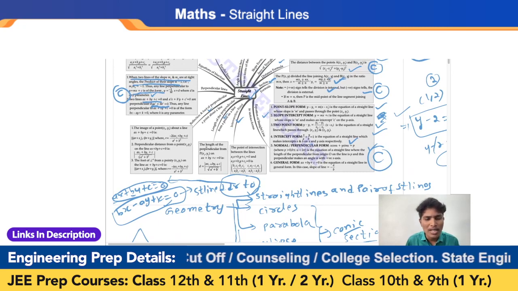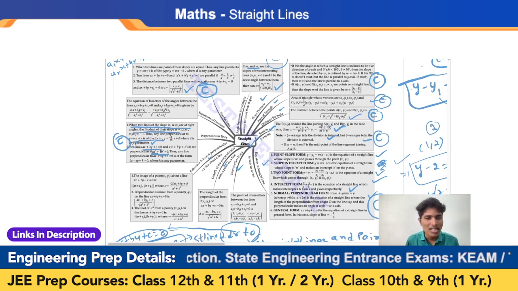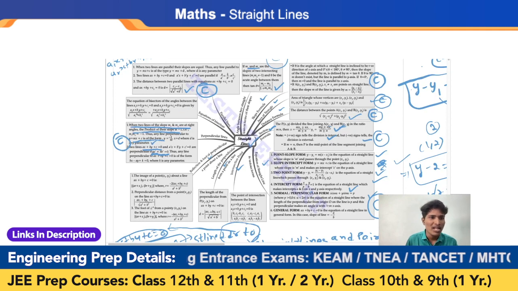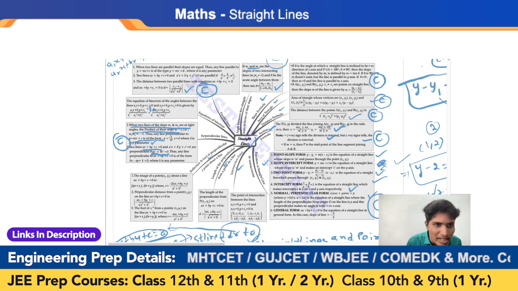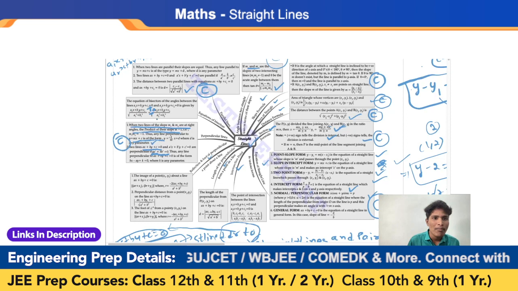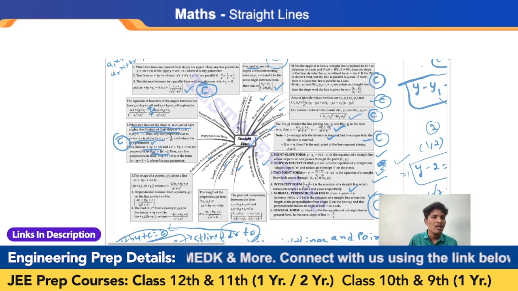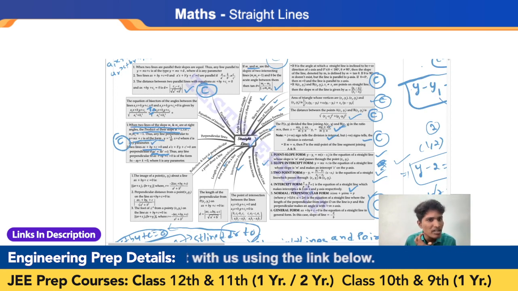So this is the bisector. The equation of the bisector of the angle between the lines a1x plus b1y plus c1 equal to 0 and a2x plus b2y plus c2 equal to 0 is given by a1x plus b1y plus c1 divided by root of a1 square plus b1 square is equal to plus or minus a2x plus b2y plus c2 divided by root of a2 square plus b2 square. Here it is misprinted, plus or minus will be there. So this is the answer.